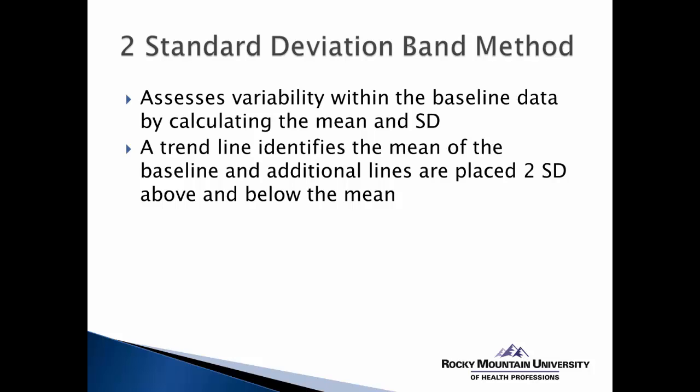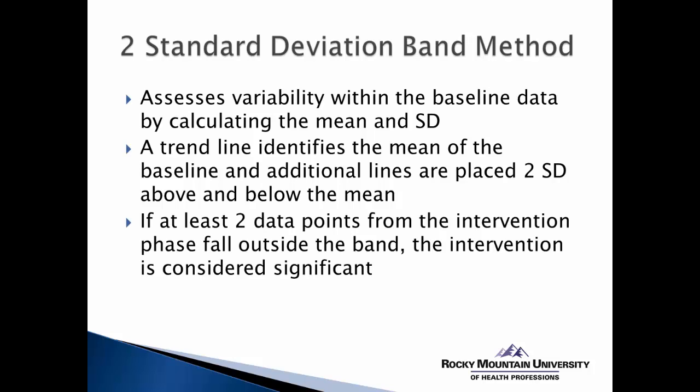So in order to calculate this, we need to calculate the mean of the baseline scores and the standard deviation of the baseline scores. Then we would double the standard deviation and then add it to the mean for our upper band line and then subtract it from the mean for our lower band line. Now once we've done that, and I'll demonstrate that in Excel in just a minute here, if at least 2 data points from the intervention phase fall outside of this 2 standard deviation band, the intervention is then considered significant. So what we'll have to do is construct the bands, the lines, and then examine the intervention phase data points relative to this 2 standard deviation band.